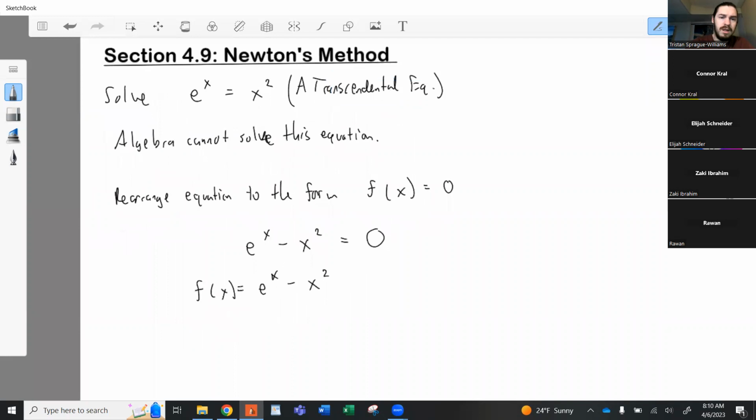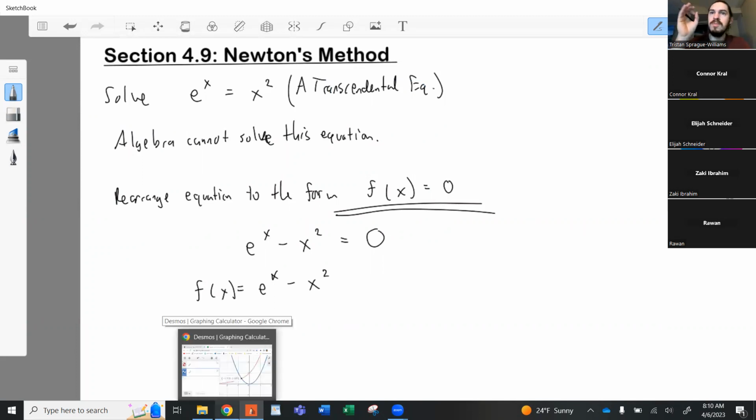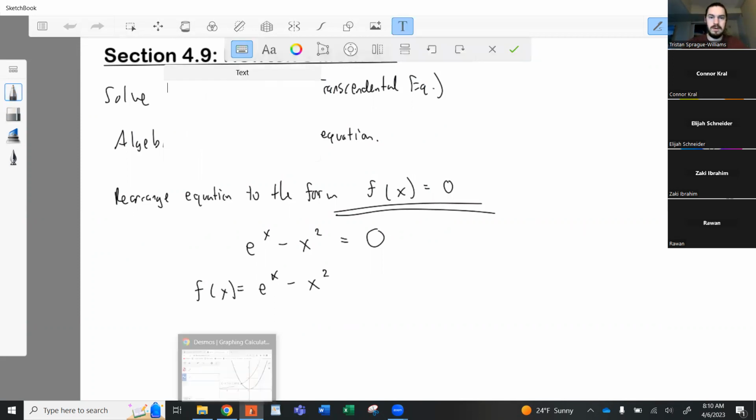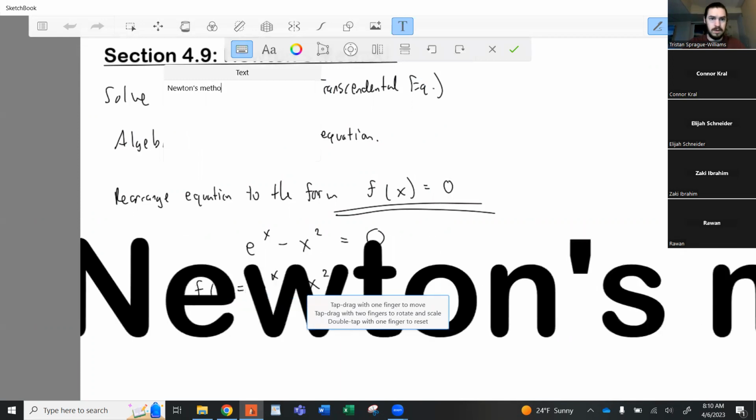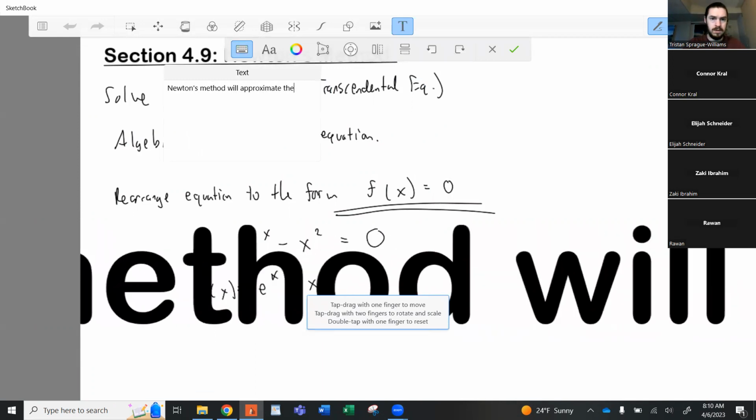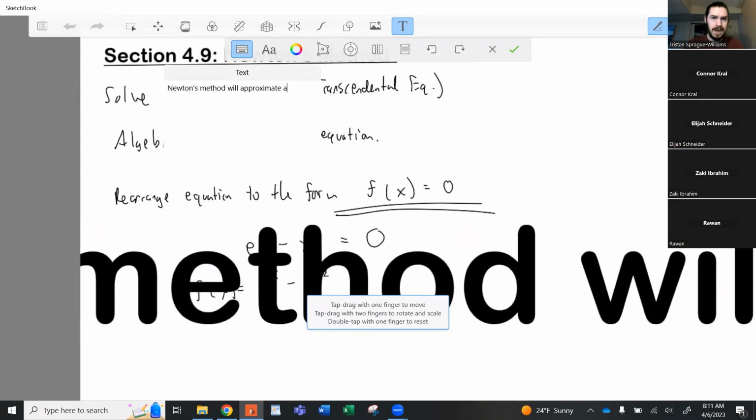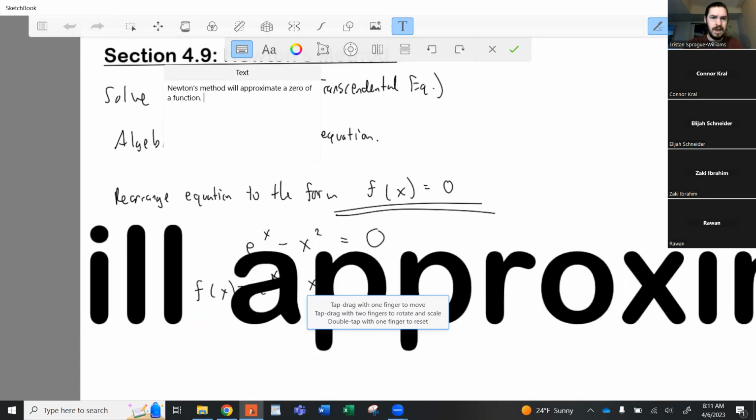Now, that is the format that you need to put your equation in order to apply Newton's method. Because while I'm presenting Newton's method as a strategy to solve an equation, really it's a technique to approximate the 0 of a function. A 0 of a function. That's what it really does.